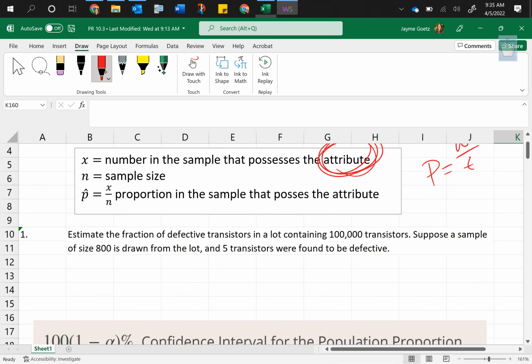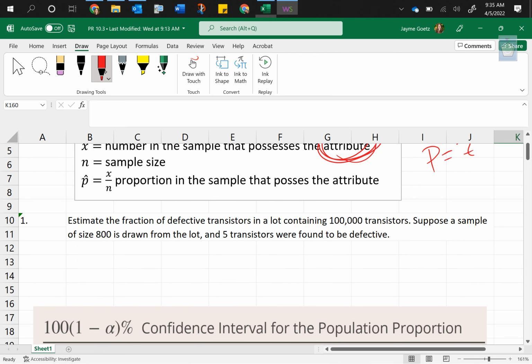So what we're going to do first is a quick little example of finding the proportion. This should not be difficult. It says estimate the fraction of defective transistors. I don't really know what that is, but it sounds pretty official. In a lot containing 100,000 transistors, suppose a sample of size 800 is drawn from the lot and 5 transistors were found to be defective.